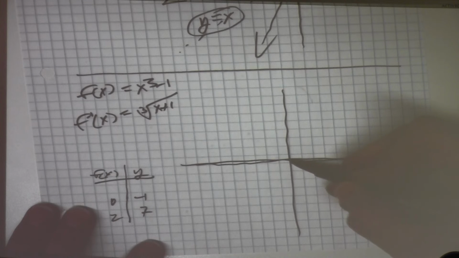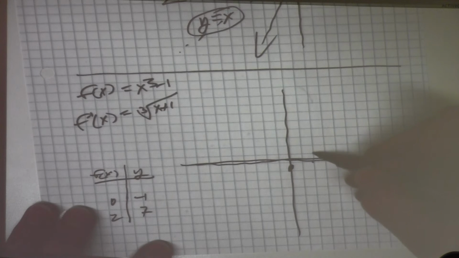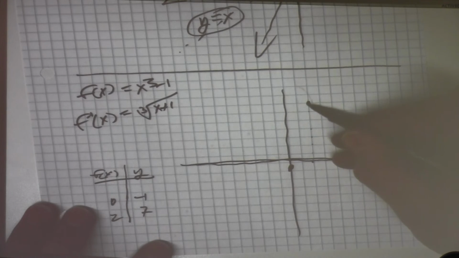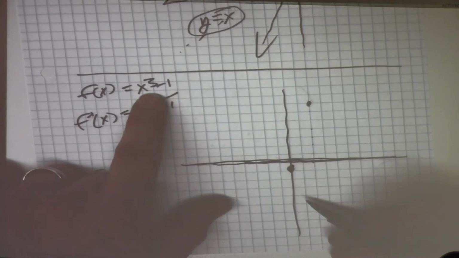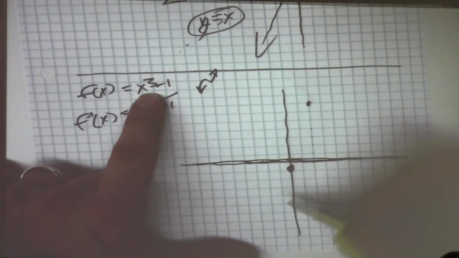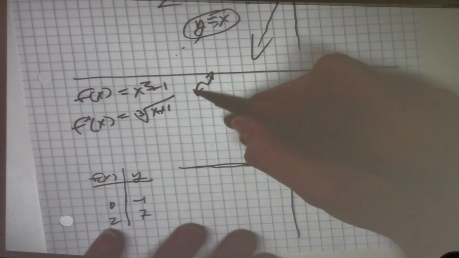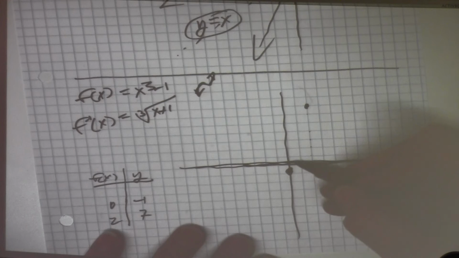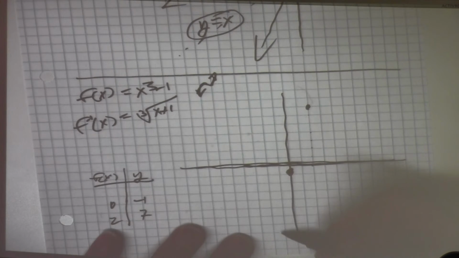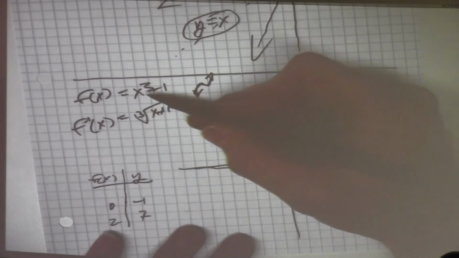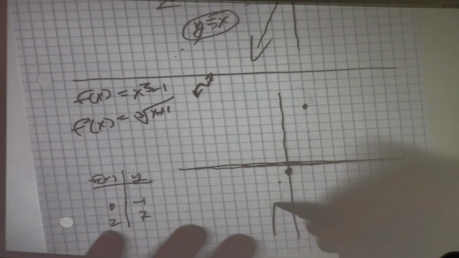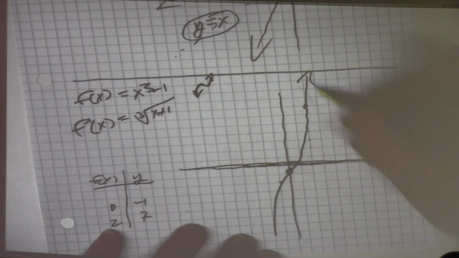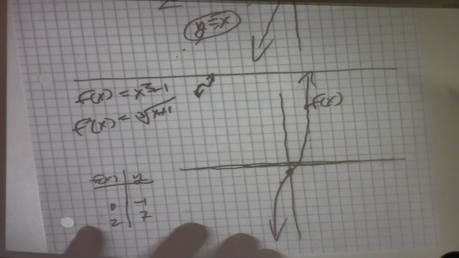0 and -1 is here, about there. 2 and 7: 1, 2, 3, 4, 5, 6, 7. Oops, the line should have been straighter, sorry about that. Because it's a cubic, I know it's going to look like this. It's this basic curve that would have gone up through 0, but now it's just been moved down 1. So if I do 1, negative 1, that's going to be at negative 1 and negative 2, and I'm going to go up like this. That's the basic one, f of x.